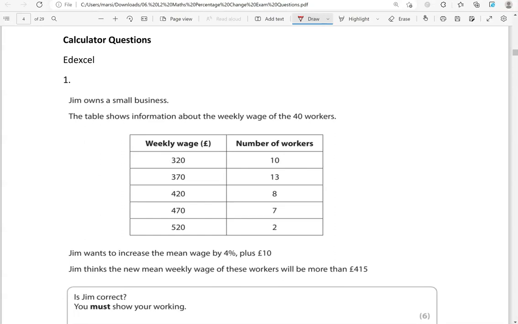So we've got weekly wage in pounds and number of workers. £320, 10 workers are paid that amount weekly. £370, we've got 13 workers, £420, 8 workers, £470, 7 workers, £520, 2 workers. So the first step would be to work out the mean. To work out the mean, we'll do 320 times 10, 370 times 13, 420 times 8, and so on. Work out the total for all of these rows, and then divide by the total number of workers, which is 40.